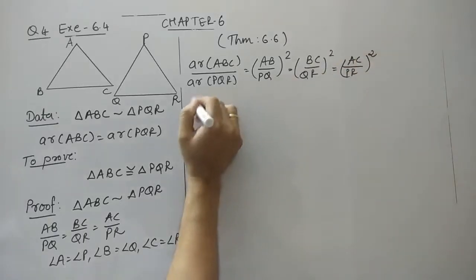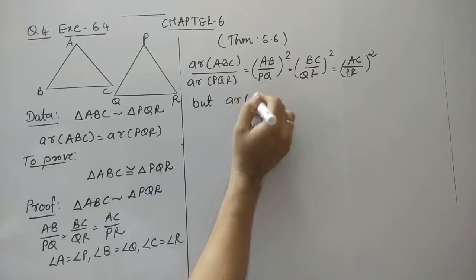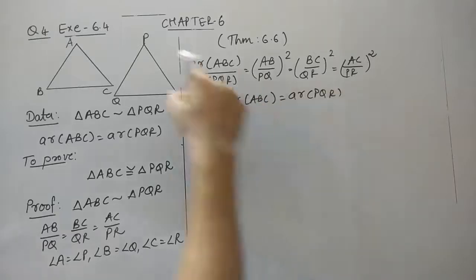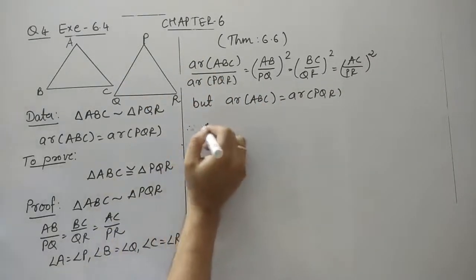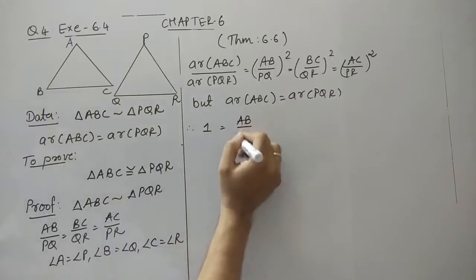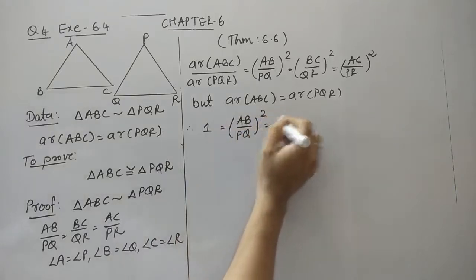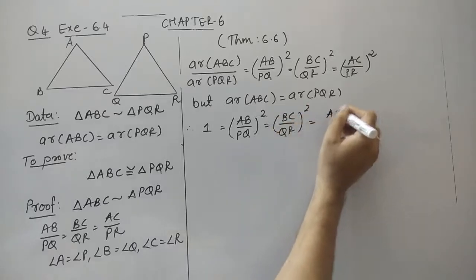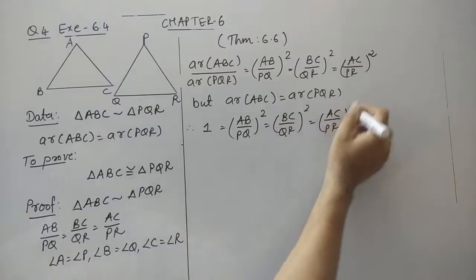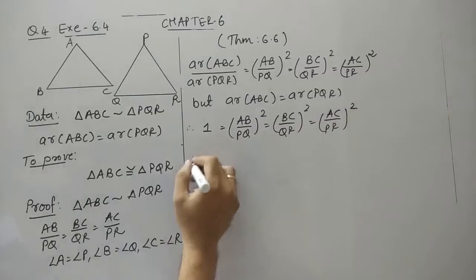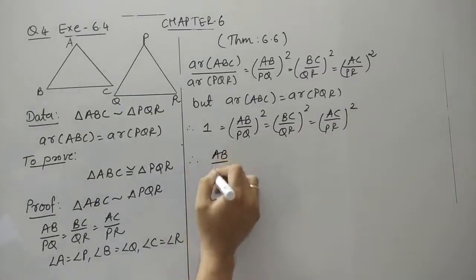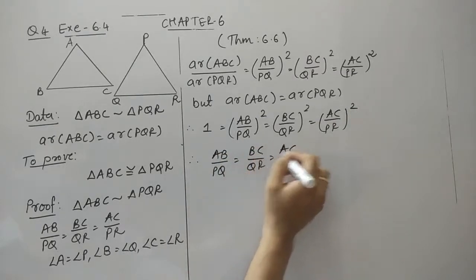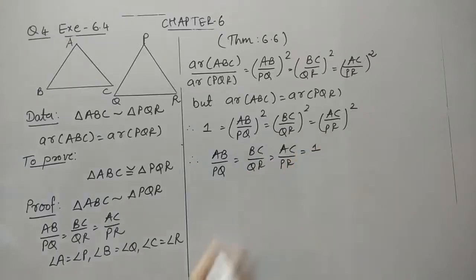But in the data, it is given that the area of triangle ABC is the same as the area of PQR. When the areas are equal, we can say that the ratio must be 1. So AB upon PQ the whole square is the same as BC upon QR, the same as AC upon PR. When the squares of the ratios are the same, that is 1. So we can say that AB upon PQ is the same as BC upon QR is the same as AC upon PR, that is equal to 1.